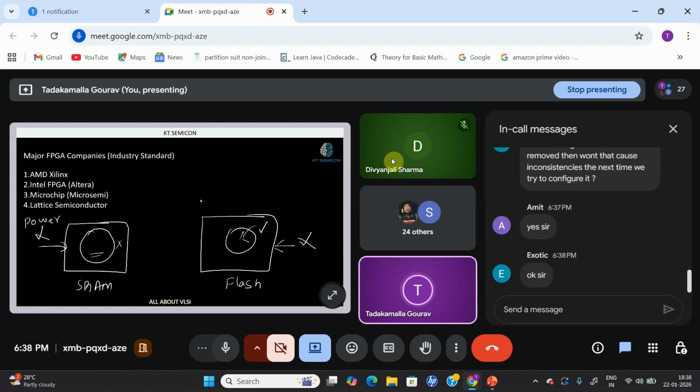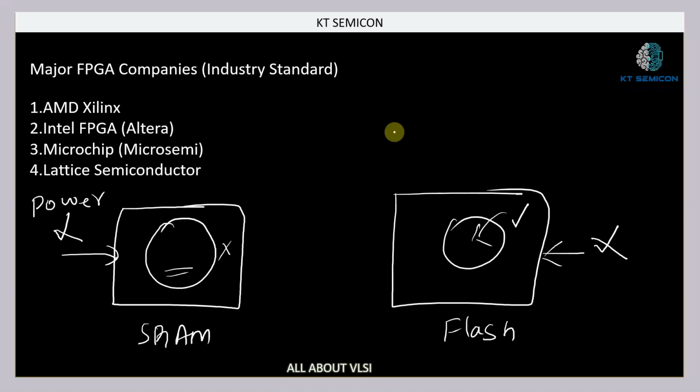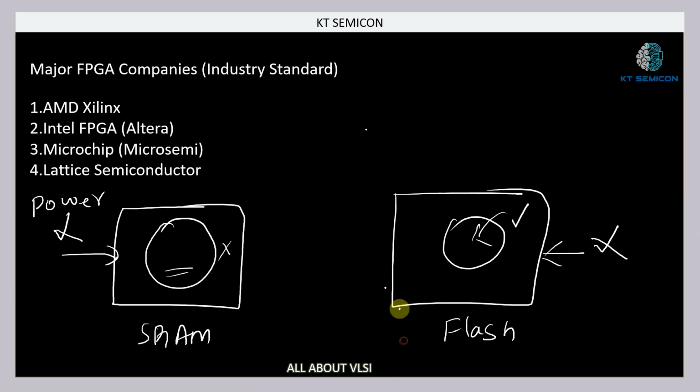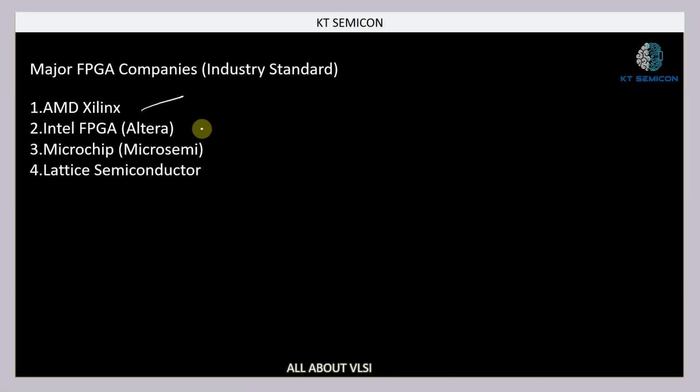Next come the major FPGA companies which we are going to use. We have AMD Xilinx, Intel based FPGAs which is Altera, Microchip, and Lattice Semiconductor. These are the different vendors which we have.